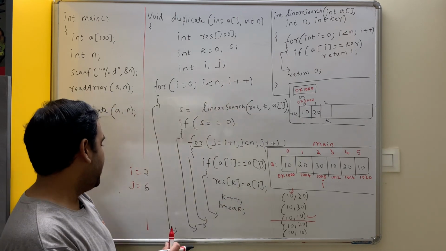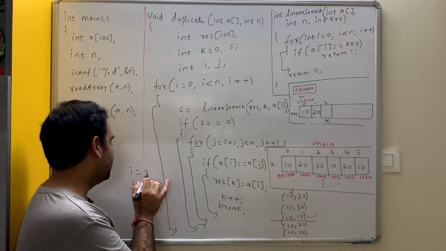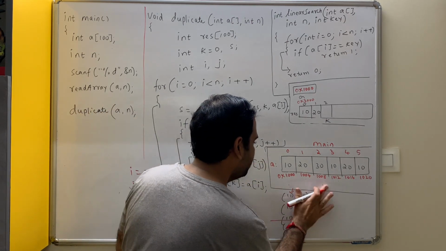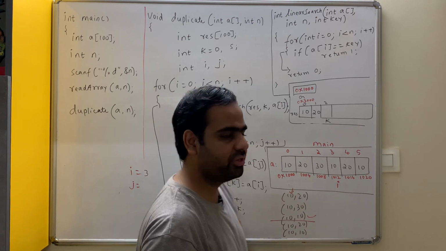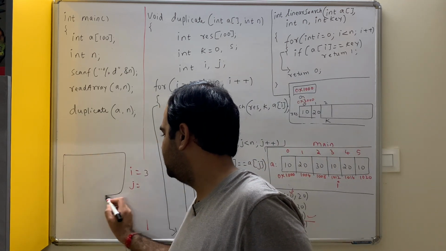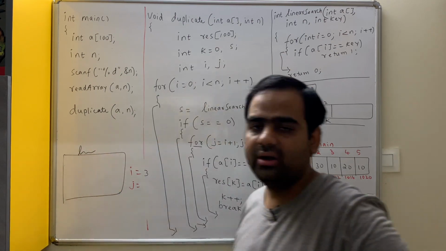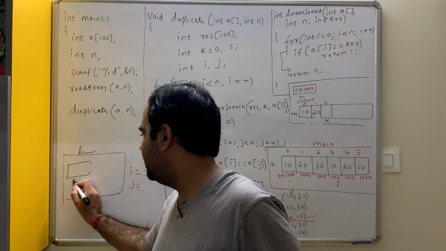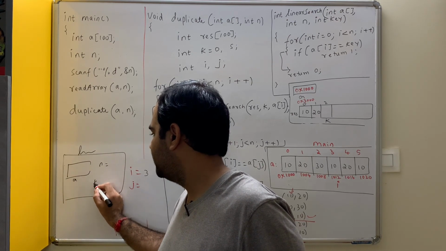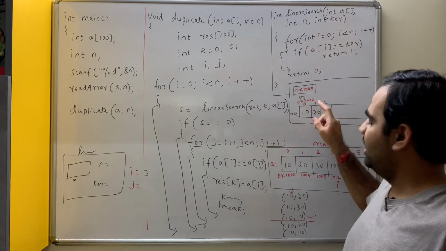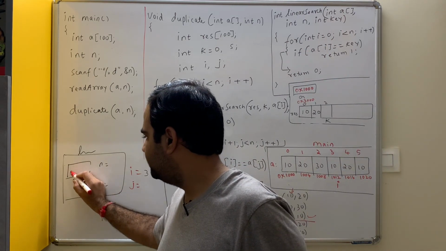Now again you say I plus plus. The value of I becomes 3. And again you do linear search of A of 3. Now this is 10. You want to search whether 10 is there or not. Now what happens whenever you call the function? The scope of the function gets activated. This is linear search. Again there are three parameters, a, n and key. Result will be copied to a. Now what is the value of result? It is 3000.